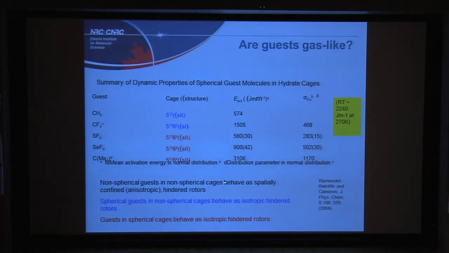So the three situations that we've come across then, and I've mentioned some already: if we have non-spherical guests and non-spherical cages, they behave as spatially confined, so they're anisotropic and they're hindered rotors. These have tensors, and a tensor property is characteristic of the solid state. So they're not gases at all, they behave much like solids. Spherical guests and non-spherical cages behave as isotropic hindered rotors, and those were the blue ones that I've shown you here. And guests in spherical cages behave as isotropic rotors as well, and those are those, but they all do have barriers.